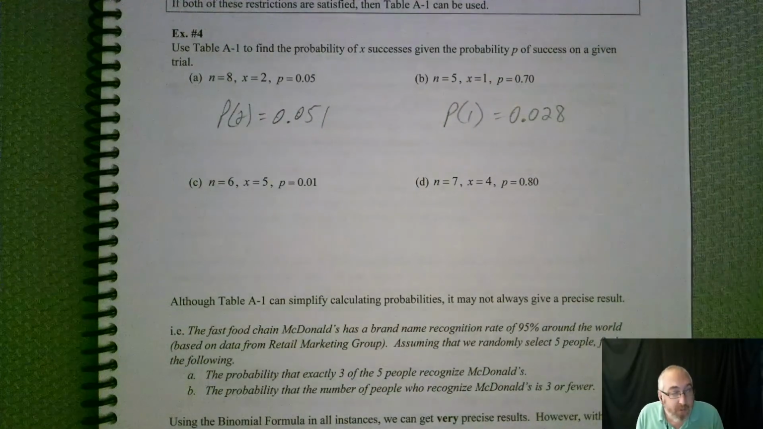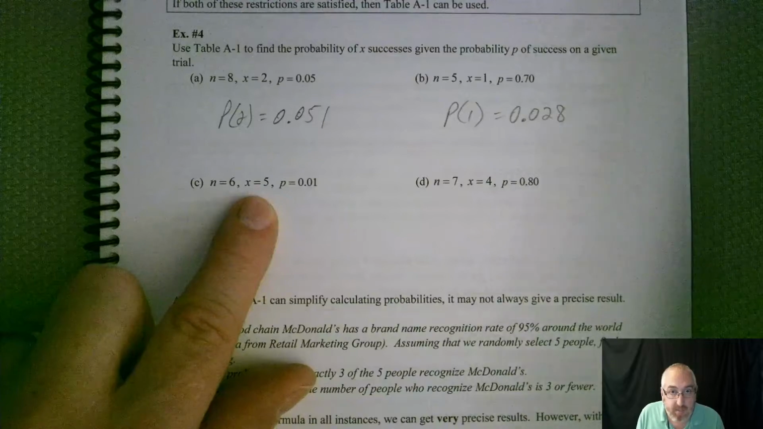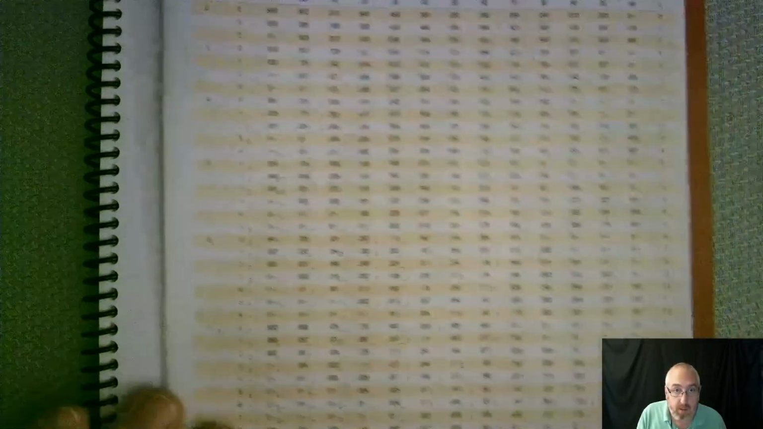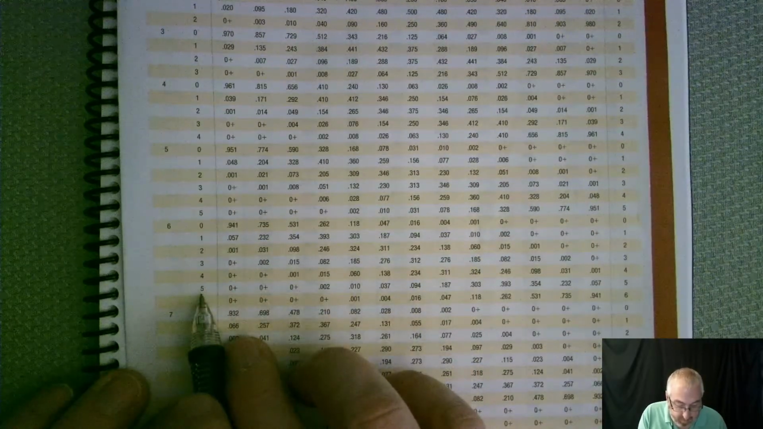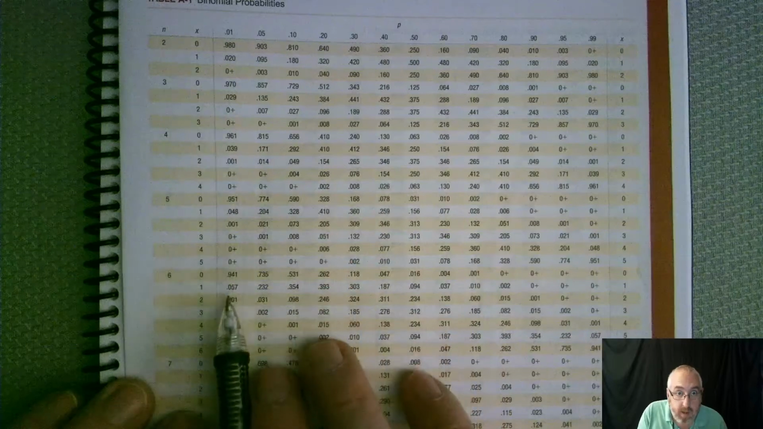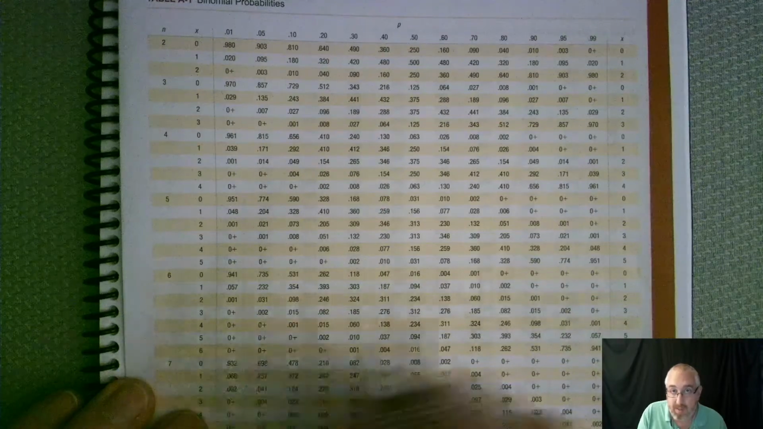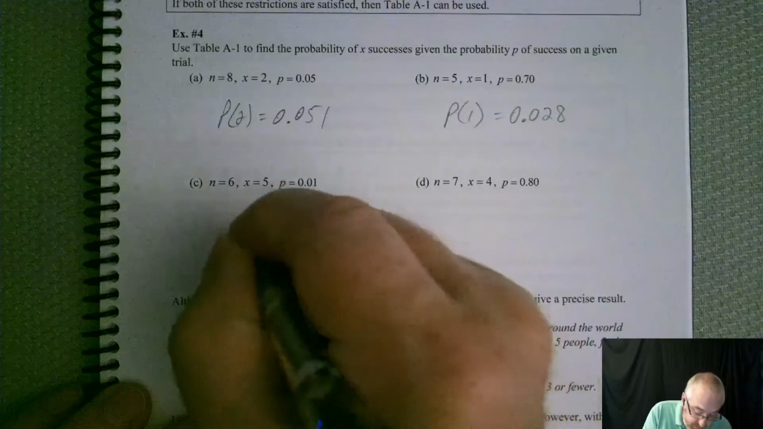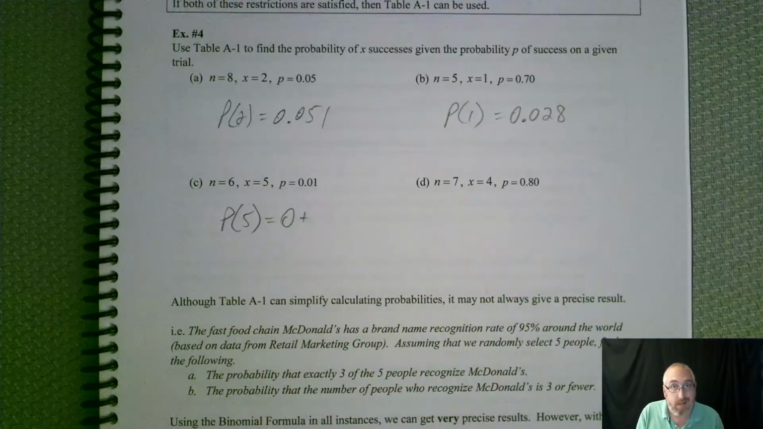Now, are there any potential issues with this? Well, let's take a look at the next one. n is equal to 6, x is equal to 5, p is 0.01. Okay, so here's our table. We have n is equal to 6, x is equal to 5, and then the probability is 0.01. That's the very first column. If we go down to where x is 5, we get a 0 plus. Remember what 0 plus means. 0 plus just means that the probability is very, very small. It's so small that you can treat it as 0. So mathematically, remember, you can treat that as 0 in those problems.